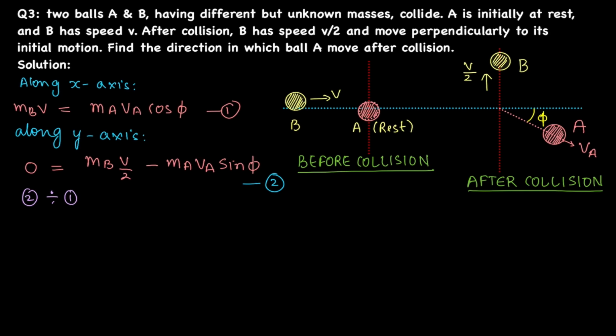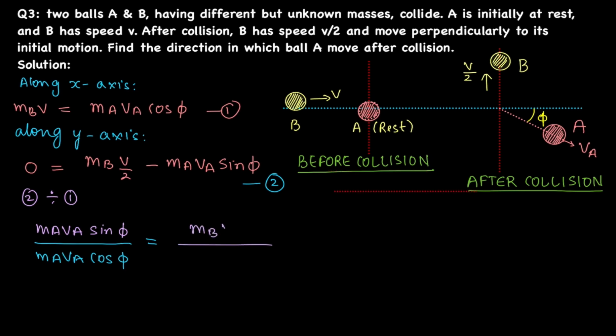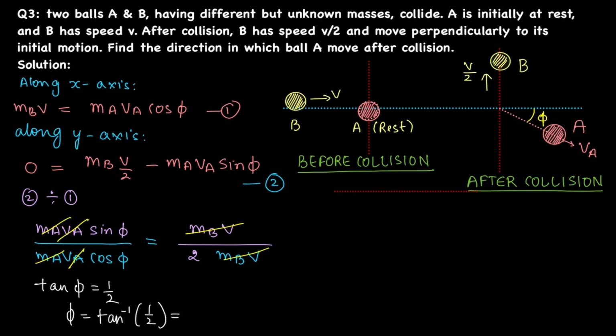What you get? You get MAVA sine of phi divided by MAVA cos of phi is equal to MBV by 2 and MBV. So you can see here a few things can cancel, like MVB here, these terms are cancelled. So you have sine phi divided by cos phi is equal to tan phi is equal to half. This is what you get. So phi is equal to tan inverse half, which you can write equal to 26.5 degree.